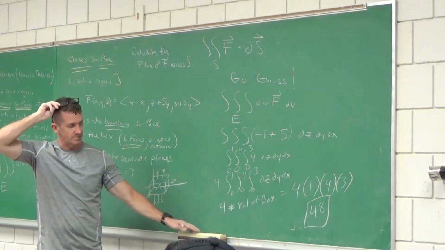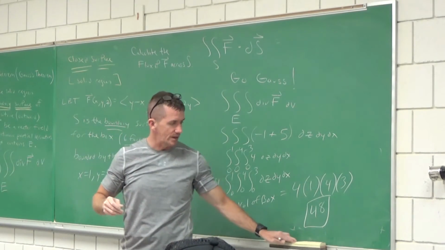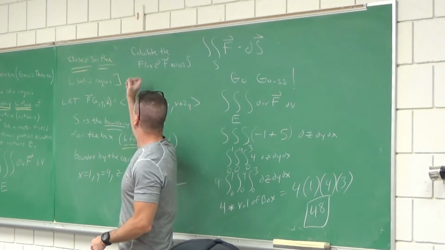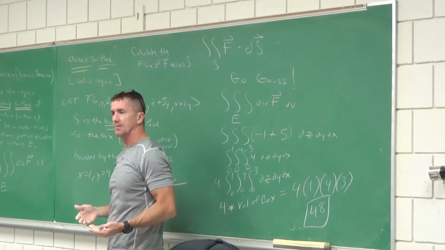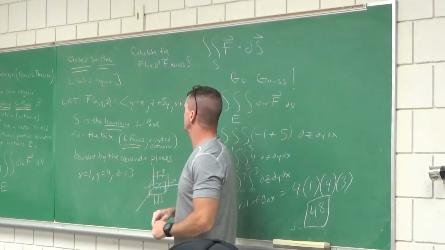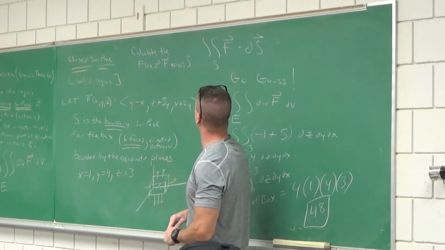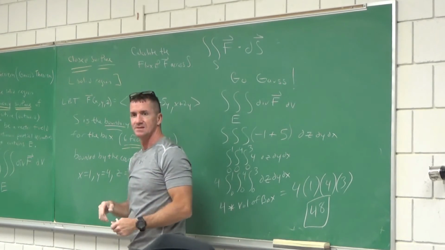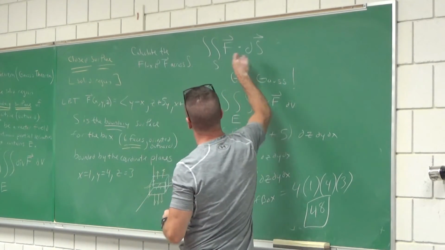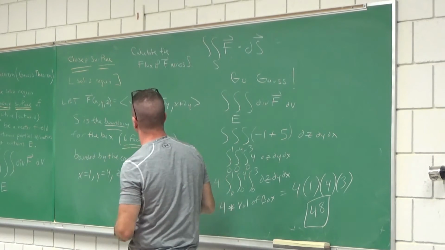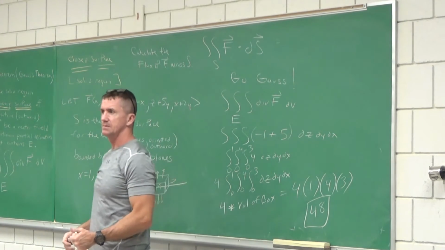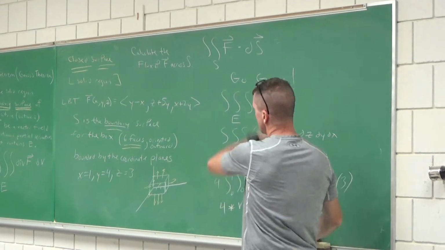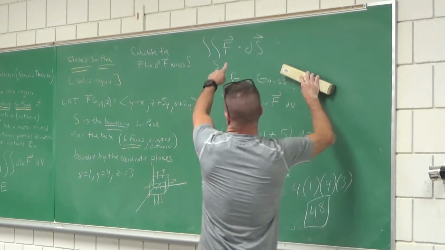So before I erase this, if you wanted to include that in your notes, go right ahead. That was the directions to the problem, okay? I just noted what they want us to do. Well, we have to calculate this, and that is the flux. It's the surface integral of the vector field. All right with that? Let's get this out of the way. I'll keep that up here.